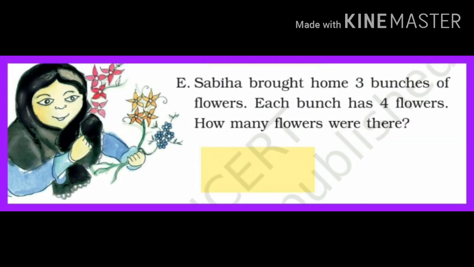Next, Sabiha brought home 3 bunches of flowers. Each bunch has 4 flowers. How many flowers were there? Here the answer will be 3 multiplied by 4 equals 12.